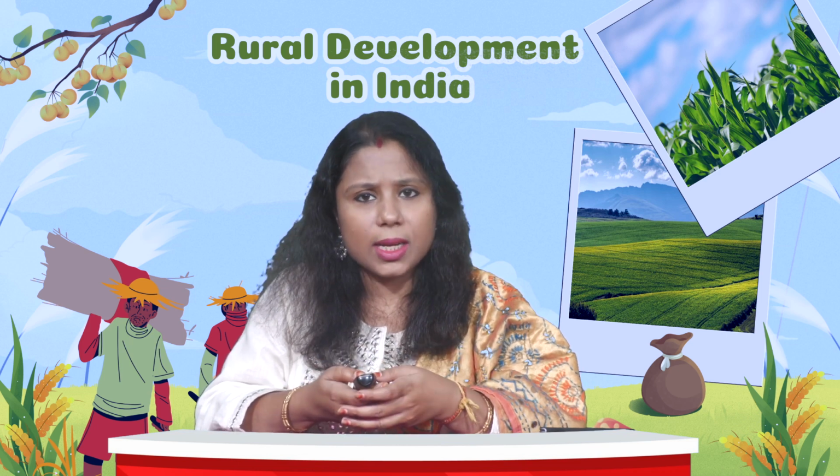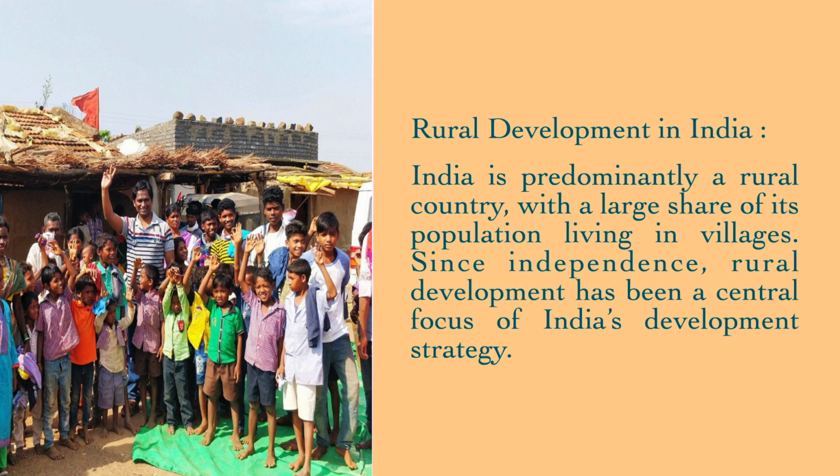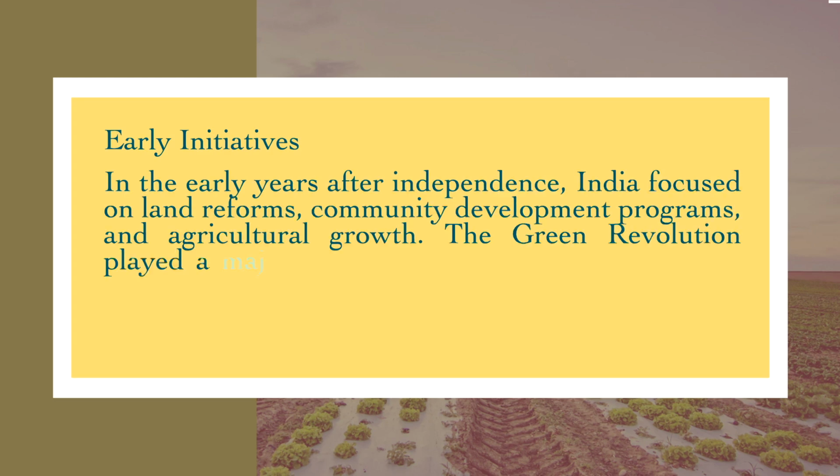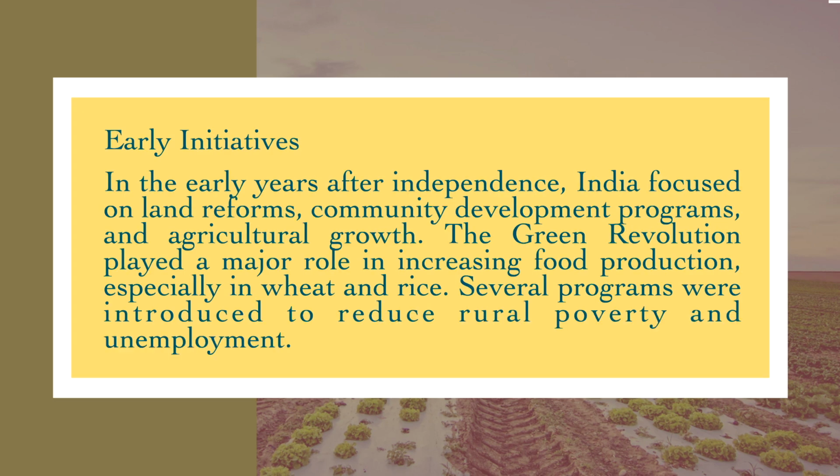We'll briefly discuss that. As we have already mentioned, India is predominantly a rural country with a large share of its population living in the villages. Since independence, rural development has been a central focus of India's developmental strategy. In the early years after independence, India focused on land reforms, community development programs, and agricultural growth. Then came the Green Revolution, which played a major role in increasing food production, especially in wheat and rice.